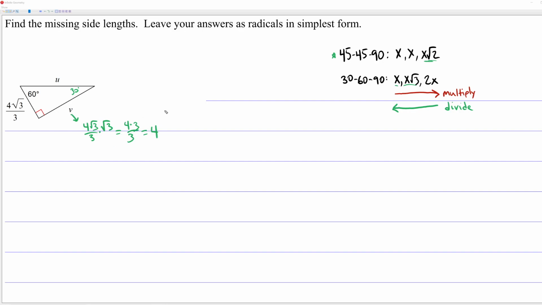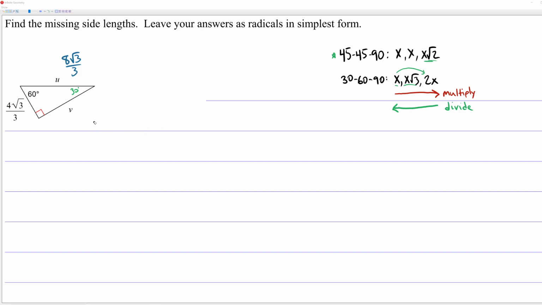Now, what about the hypotenuse? That'd be u, that's across from the 90-degree angle. You start with the small side, and you multiply by 2. So that's not so bad. We're just going to take 4 square root 3 over 3 and multiply that by 2. So you get 8 square root 3 over 3. So that's the simplest case of a 30, 60, 90 special right triangle.